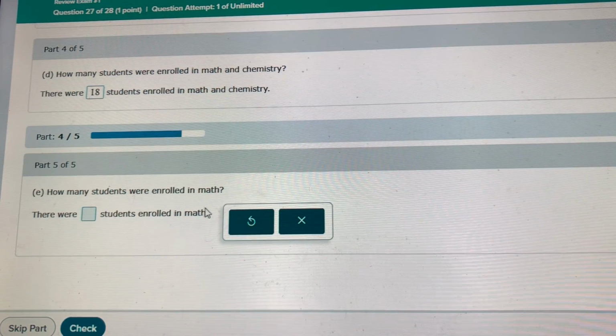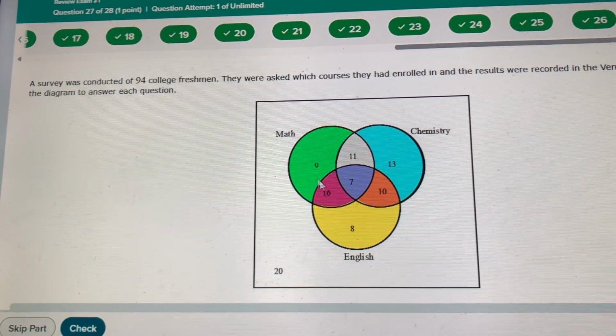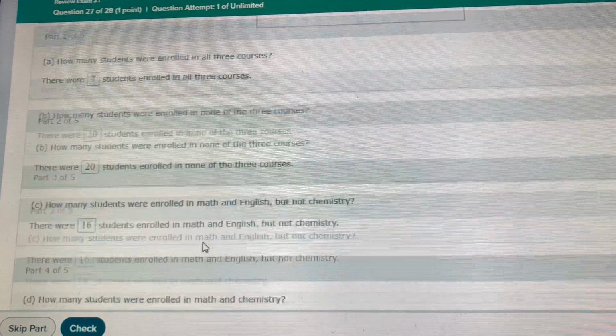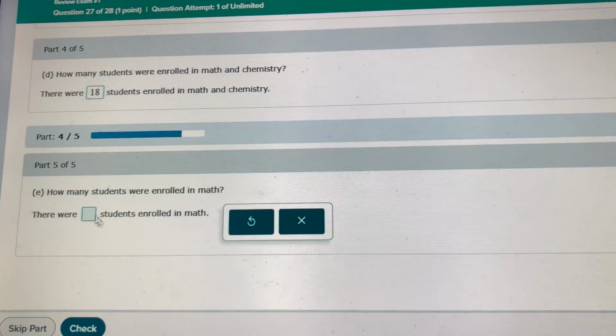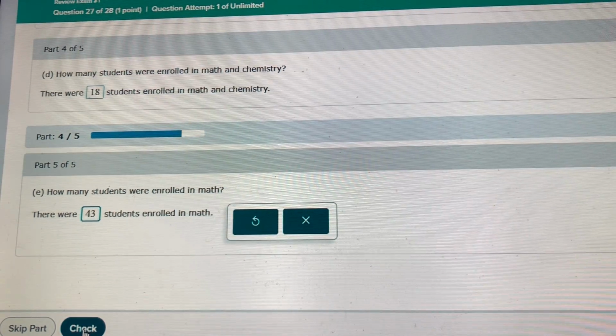How many were enrolled in math and nothing else, just math? So that doesn't mean only math. It's literally anything math goes around, even if it's other subjects too. So how many are in math? There's 9 plus 11, 20. Plus 7 is 27. 27 plus 16 is 43. If it said only math, then you would grab that upper left number, but it just says math, so then you go all the way around the circle of math.